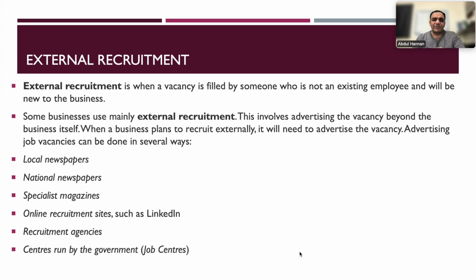This involves advertising the vacancy beyond the business itself. When a business plans to recruit externally, it will need to advertise the vacancy. Advertising a job vacancy can be done in several ways. You will recruit through local newspapers, through national newspapers. You will advertise in specialist magazines, on online recruitment sites such as LinkedIn, through recruitment agencies, and through centers run by the government, like job centers. So these are all the recruitment sources where you will advertise your job for external recruitment.